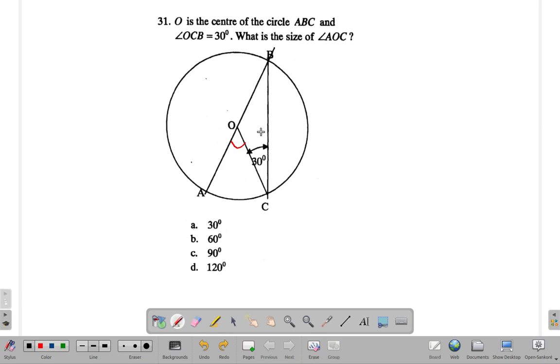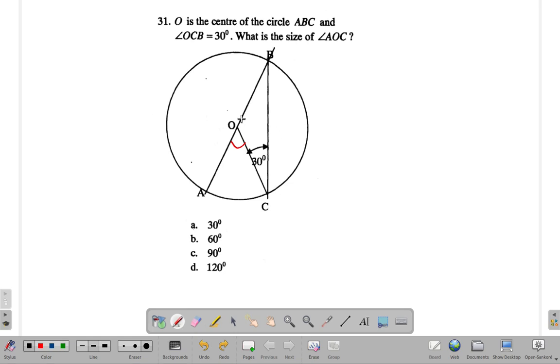So let's see what other angle you can find. If you can find other angles, then it would help you to get closer to this. You know that all of this angle is 180 degrees. If you find this, then 180 degrees, which is all of this, minus this will give you this angle.